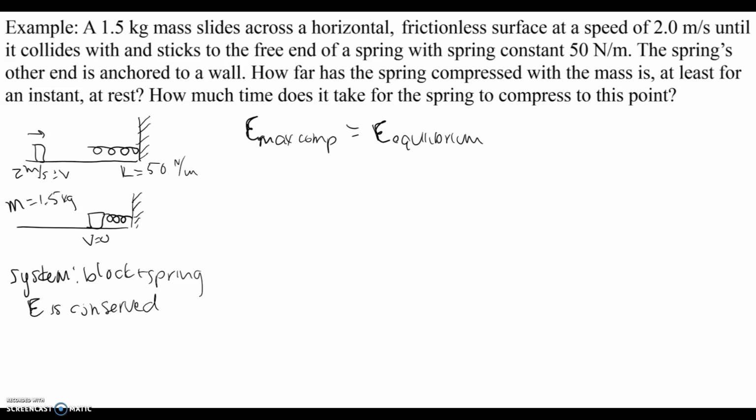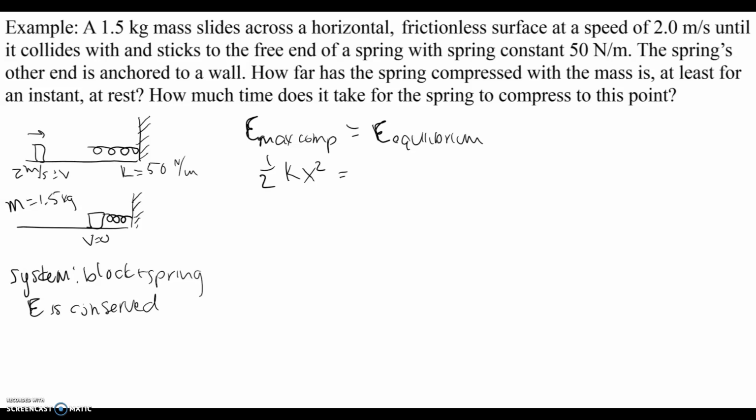All right, this will be useful for us, right? So at maximum compression, we have no kinetic energy, but we have spring potential energy. That's equal to 1/2 the spring constant times x squared, where x is that value we're looking for, the maximum compression. You can even call this the amplitude if you'd like, because that's what it is for simple harmonic motion.